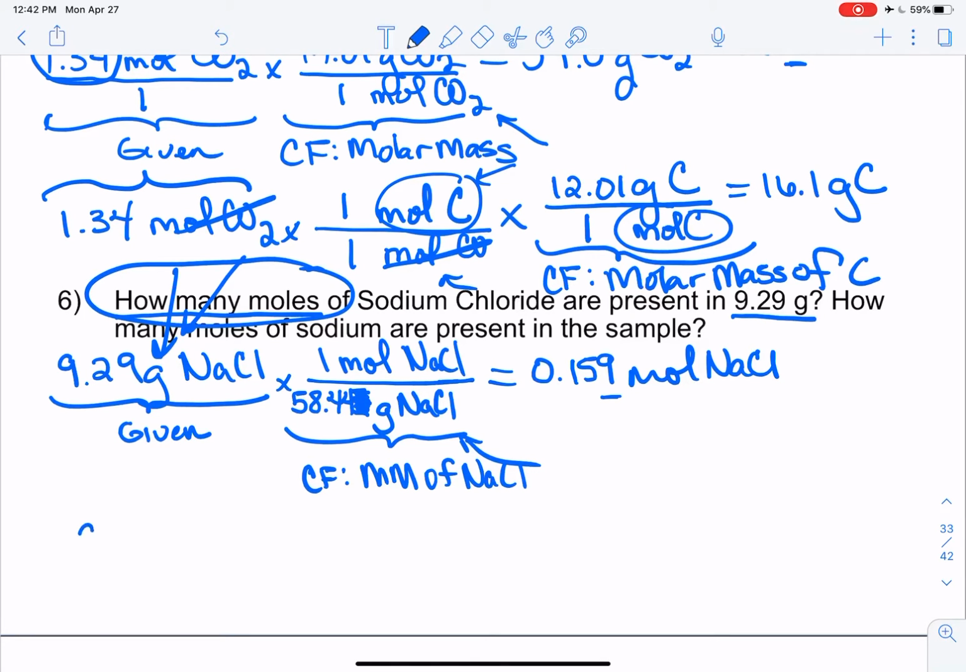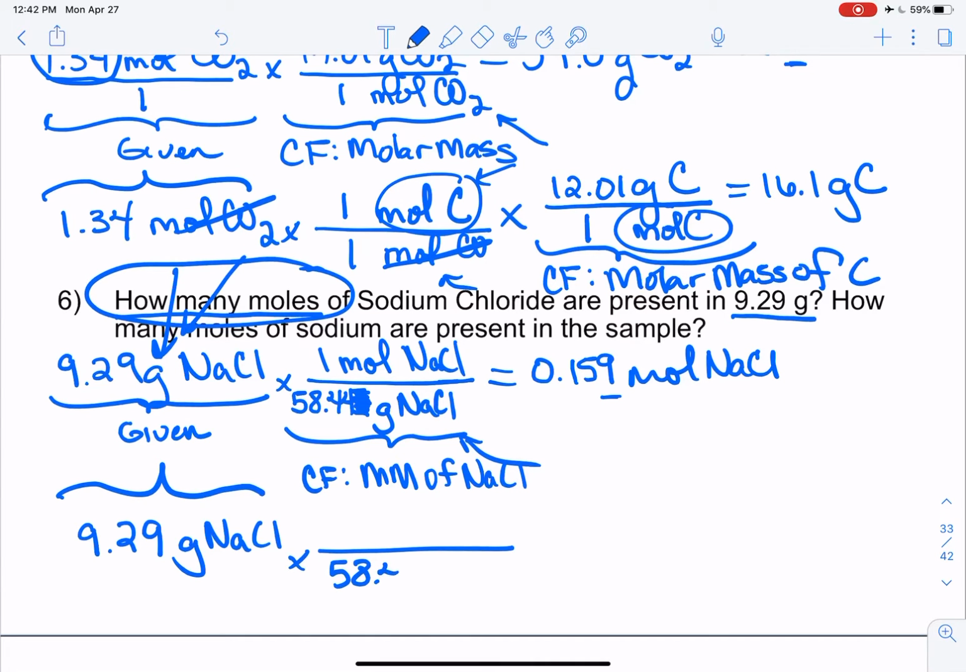Well, you would start with what you're given. So you're given 9.29 grams of sodium chloride, so that's the given. And we want to get rid of grams of sodium chloride, so we're going to put 58.44 grams of sodium chloride in the denominator there, and 1 mole of sodium chloride in the numerator there, because that's the same conversion factor. It's the molar mass of sodium chloride. And our grams cancel out. Okay, so now we are in moles of sodium chloride.